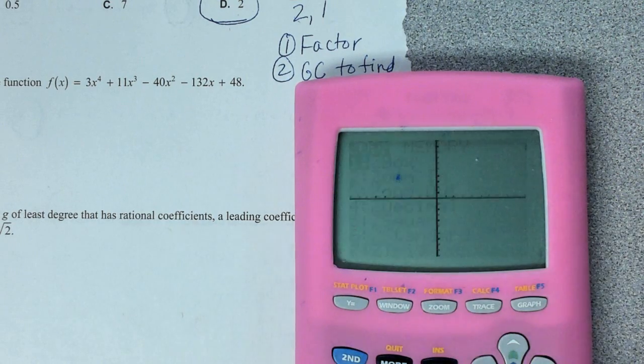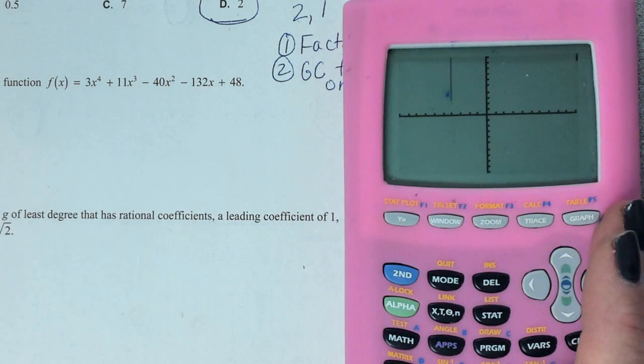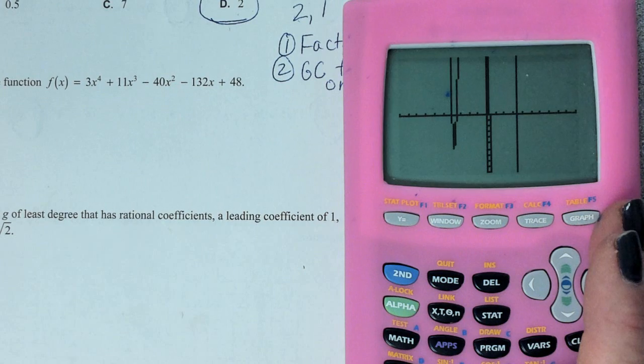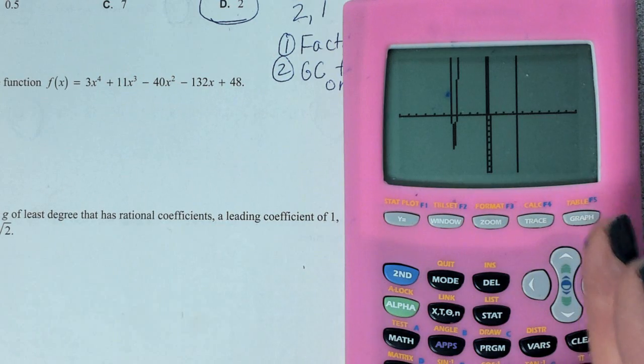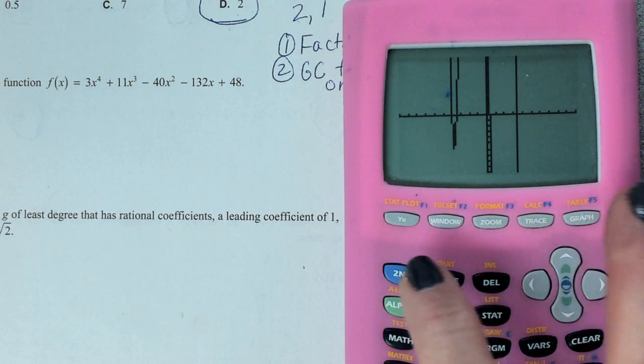So I'm going to do a zoom 6, just kind of look at it. I should have 4 zeros. Sometimes our zeros don't even show up on here though, because they could be complex zeros that we don't see. We haven't gotten into that yet, but that can happen.